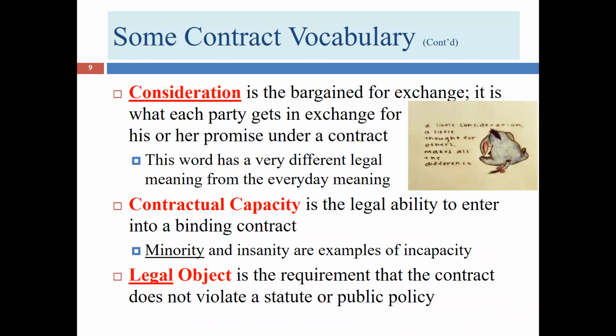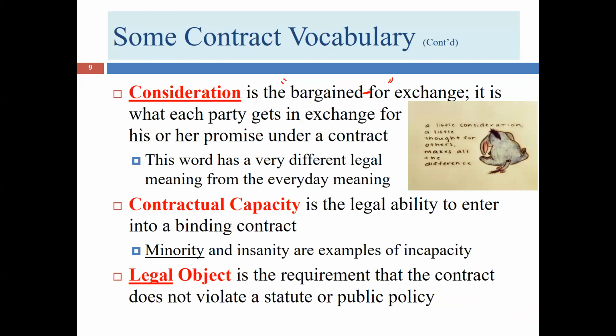So what is consideration? This is the definition of consideration for this course. It is the bargain-for exchange. Many books will include a dash here because this is really acting as an adjective. What type of exchange is it? It's bargained for. It is the bargain-for exchange. It is what each party gets in exchange for his or her promise under a contract.